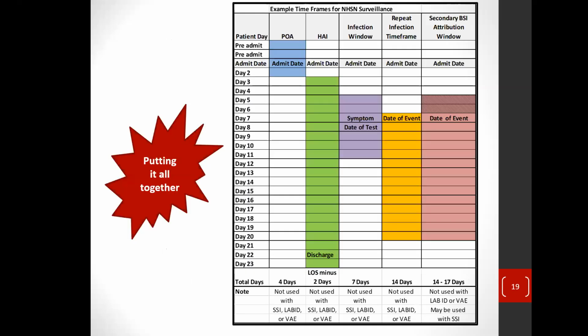So here's just a picture to put it all together of those terms that we just talked about. Present on admission, any of those possibly 4 days. An HAI cannot begin until day 3. This is just a picture of an infection window period. It's a 7-day period, and it begins with the culture. You look 3 days before, 3 days after. A repeat infection time frame begins on the date of event and goes for 14 days.